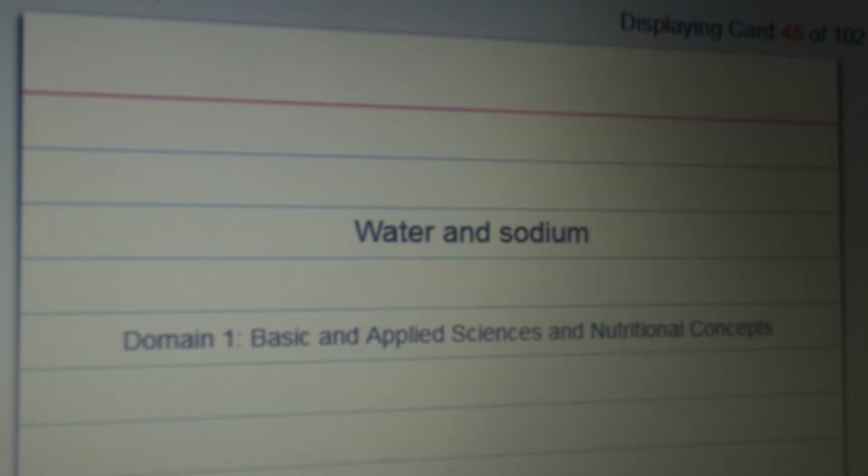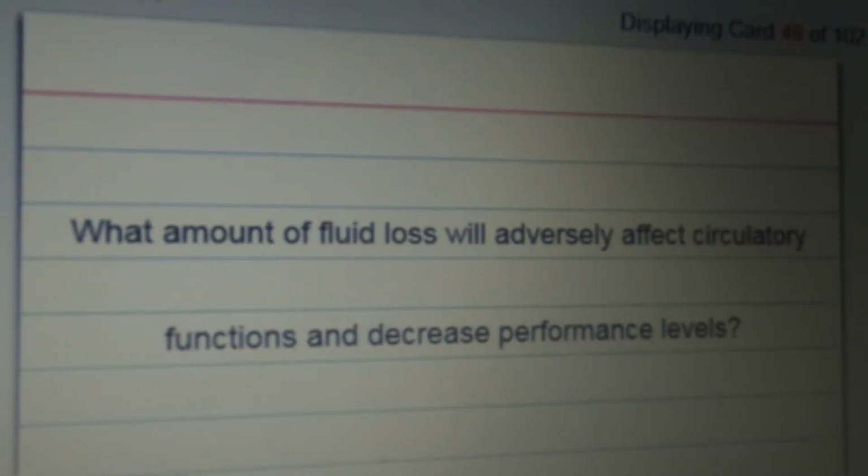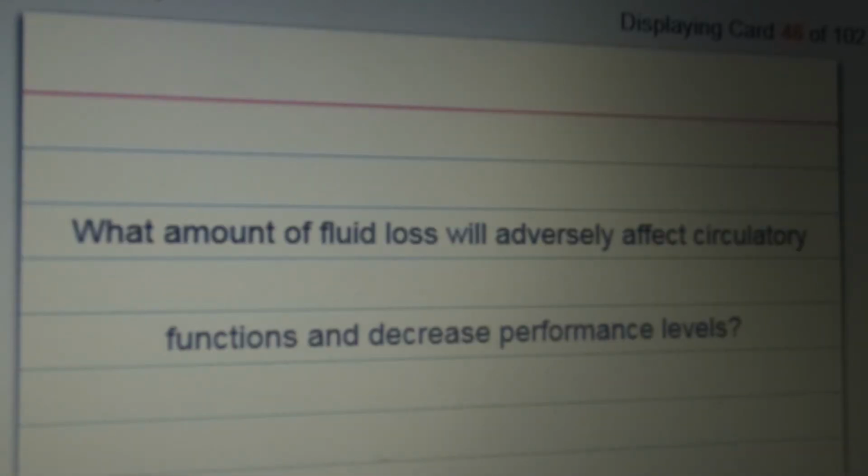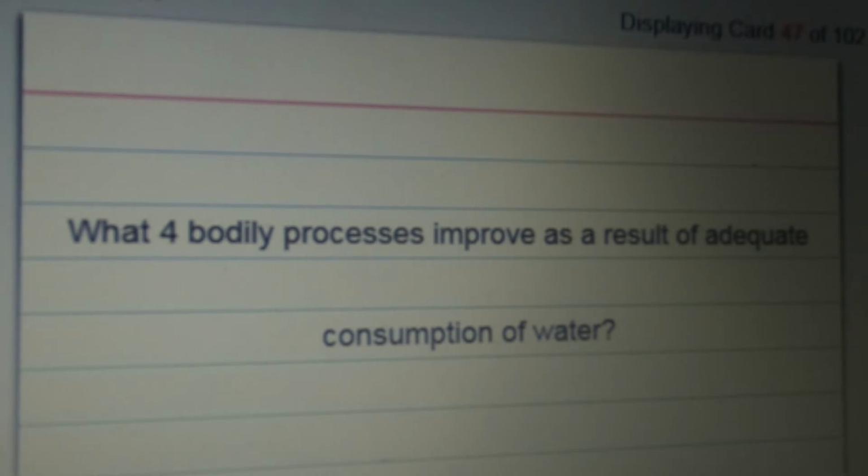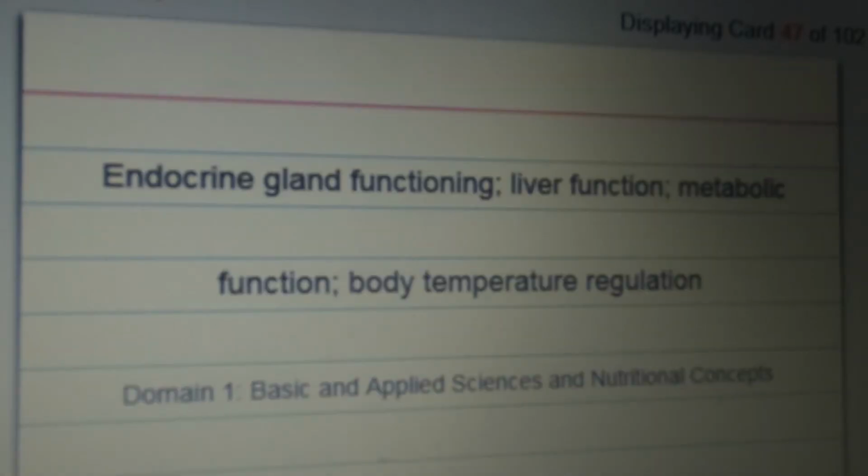What two items are retained as a result of dehydration? Water and sodium. What amount of fluid loss will adversely affect circulatory functions and decrease performance levels? 2%. What four bodily processes improve as a result of adequate consumption of water? Endocrine gland function, liver function, metabolic function, body temperature regulation.